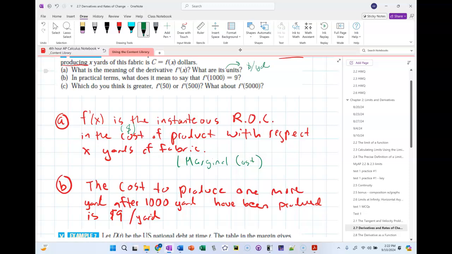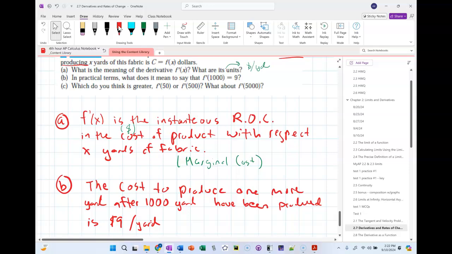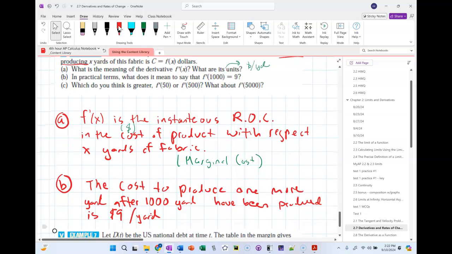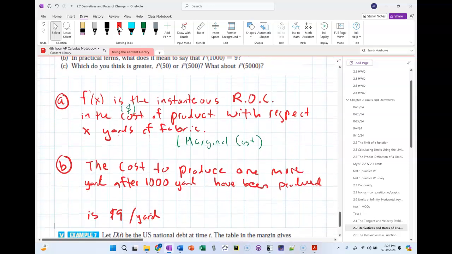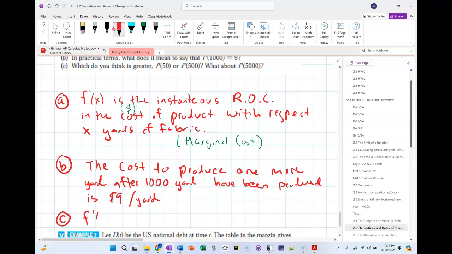Which do you think is greater, f prime of 50, f prime of 500, or f prime of 5,000? What do we think? Econ students, we just said it, right? We'd expect the 50 to be the most, right? Because as production goes up, cost of production should go down.